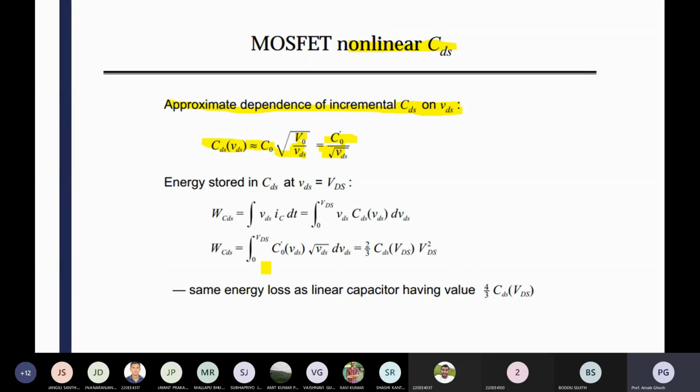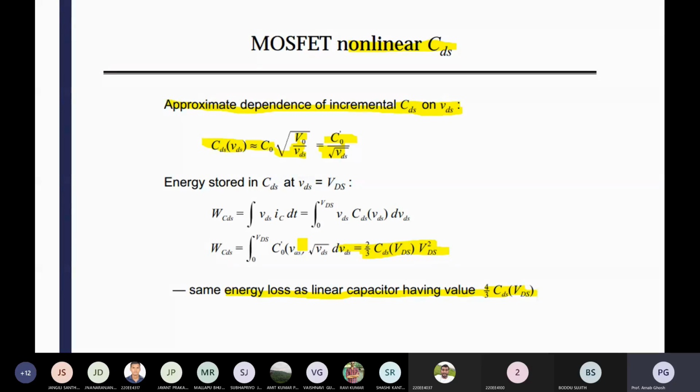for the linear capacitor. If a linear capacitor is there, the energy loss is 4 by 3 CDS VDS square. And if it is non-linear, the expression is 2 by 3 CDS VDS square. It's just a consideration, to show the difference between a linear capacitance across the switch and a non-linear capacitance. Just a comparative study.